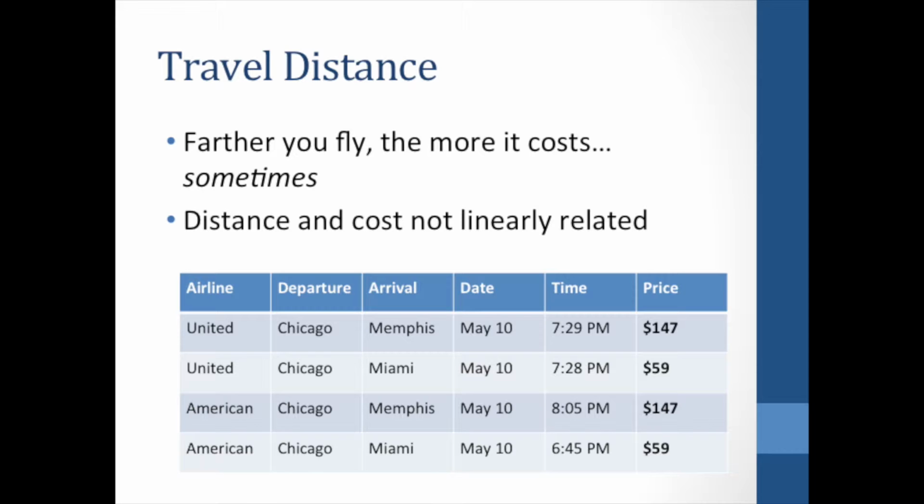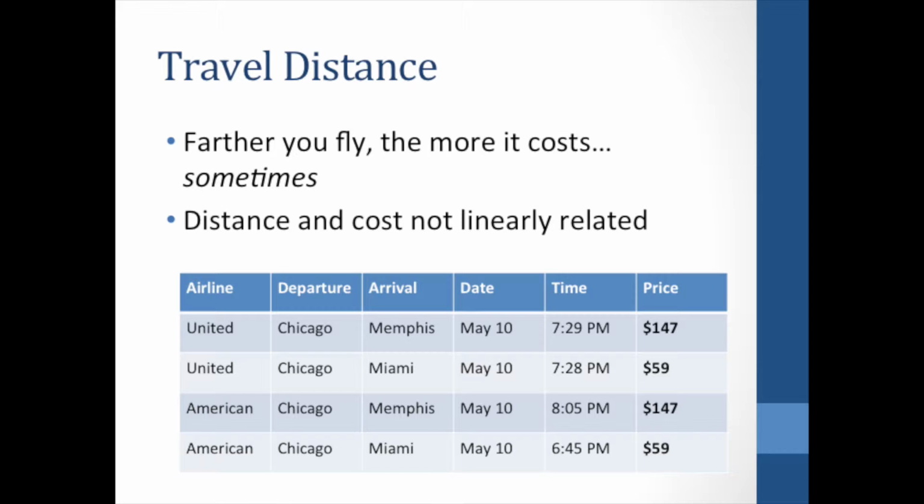Both United and American showed more than double the price to travel from Chicago to Memphis versus Chicago to Miami, even though Miami is more than twice as far. I took this data that was posted on the same day for flights leaving May 10th in the evening to try to keep things consistent.